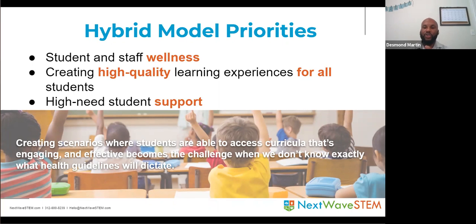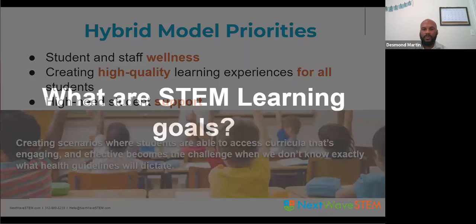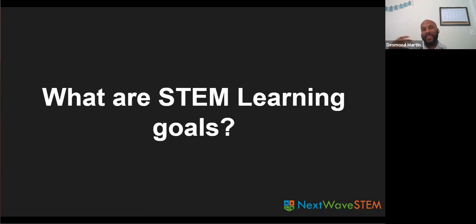More than anything, it just creates scenarios where students are able to access curricula and resources that are going to be engaging and have a high level of efficacy, no matter what kind of physical situation we find ourselves in. So with that understanding of what the hybrid model is and what it's going to prioritize, that actually helps us frame and reframe what our STEM learning goals are going to be.